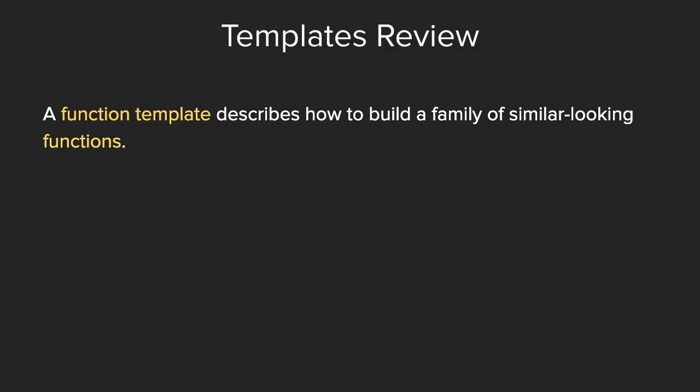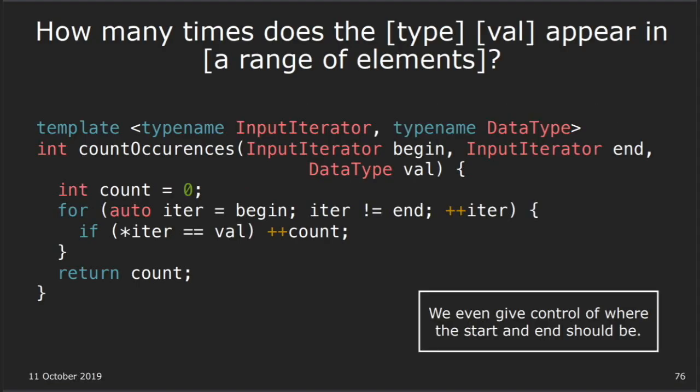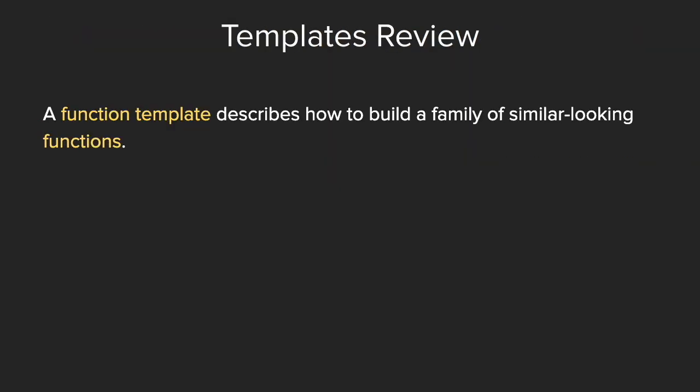So to summarize that, what we were doing with function templates was describing how to build a family of similar looking functions. Here we were able to build a function that is able to count the occurrences of something within a range of any other things. So it's a family based on the type of iterator you pass in and the type of data type.